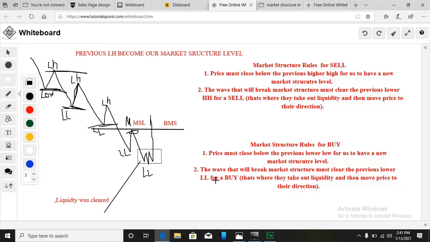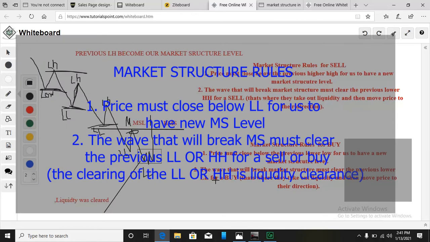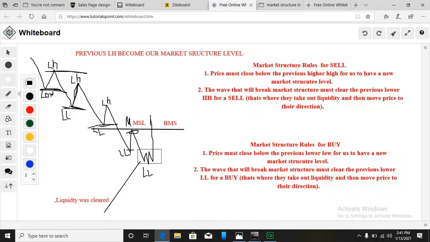Now, Root 2 said the wave that will break market structure must clear the previous lower low for a buy. That means it must create its own lower low. This is the lower low it created, you can see my rectangular box there. It created that lower low, then did what? Pushed up to break our current market structure level, which is at this area. Now, this is the previous lower low.